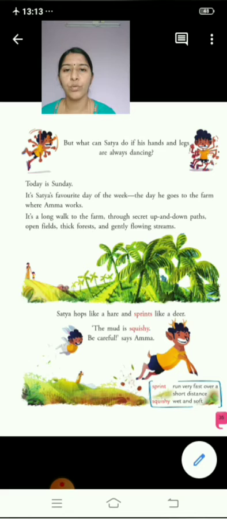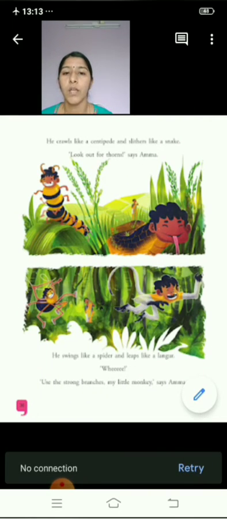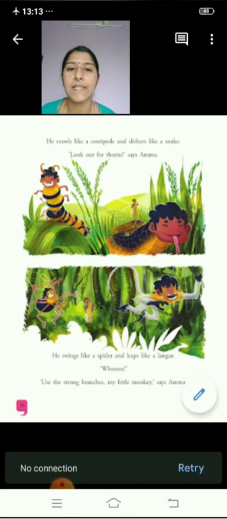So now we will move to the third page. He crawls like a centipede and slithers like a snake. Look out for thorns, says Amma. He swings like a spider and leaps like a langur. Wee! Use the strong branch, my little monkey, says Amma.